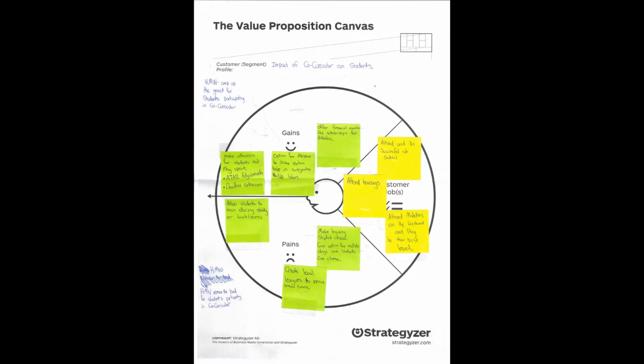Using how might we questions, I asked myself, how might we amp up the good for those who choose to participate in co-curricular? This could be in the form of ATAR adjustments. Or, how might we remove the bad, like travelling, by creating local leagues to reduce travel?